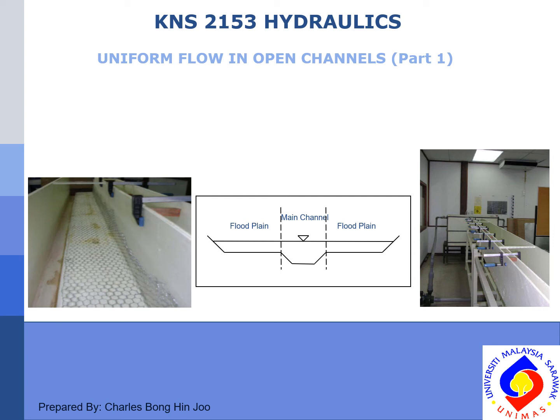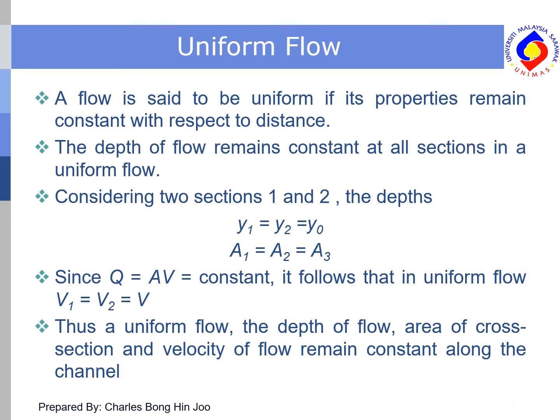In this lecture, we're going to look into the definition of uniform flow, conveyance of the channels, and how to calculate or determine the normal flow depth. So first of all, what is uniform flow? A flow here is said to be uniform if its properties remain constant with respect to distance.